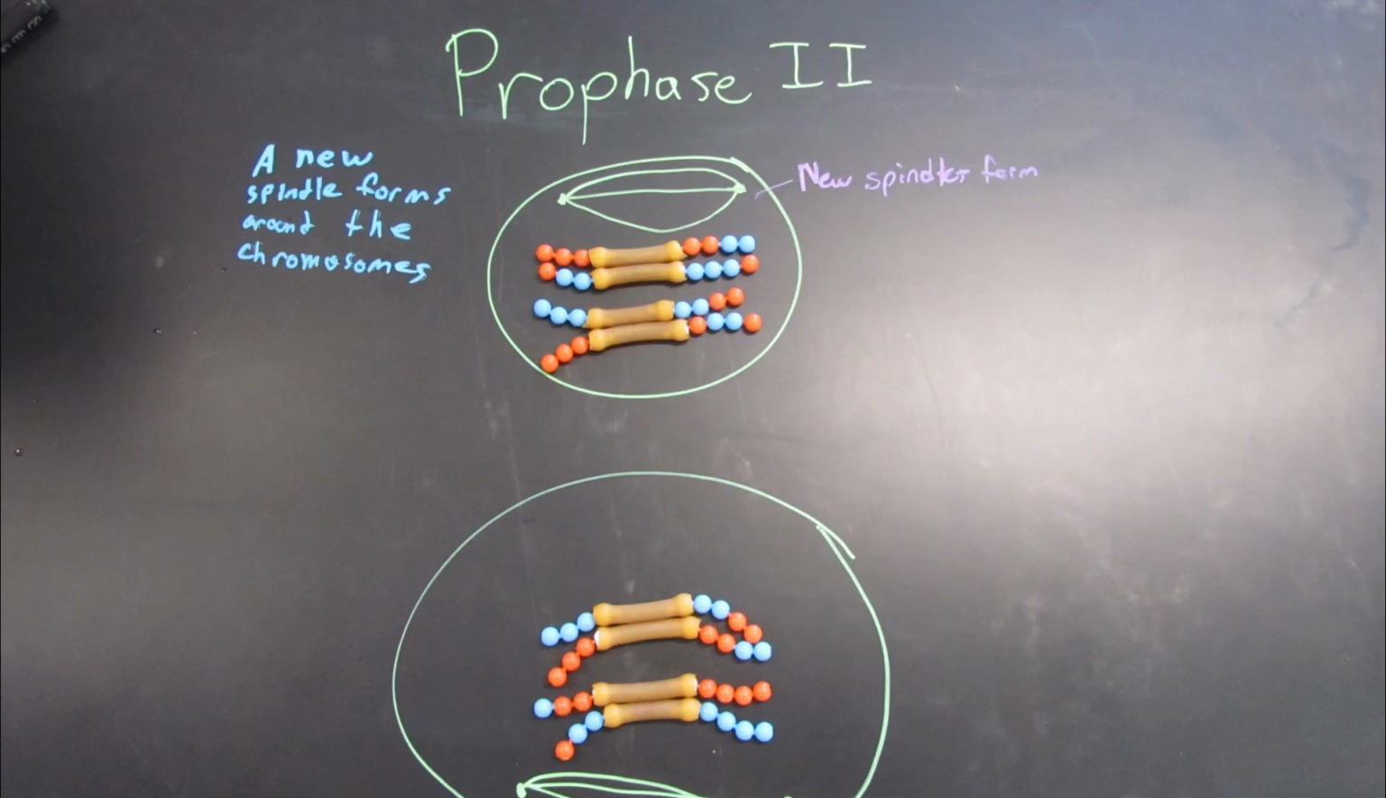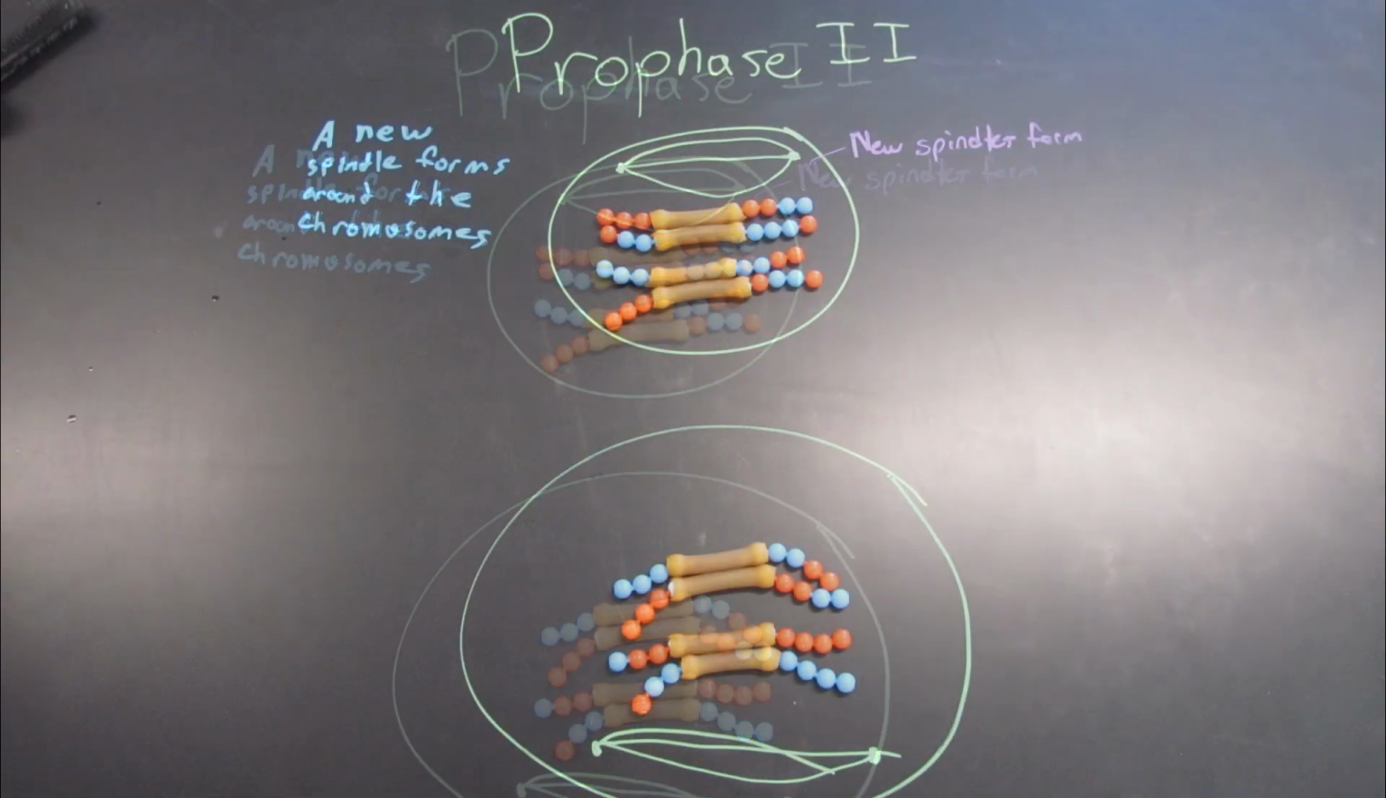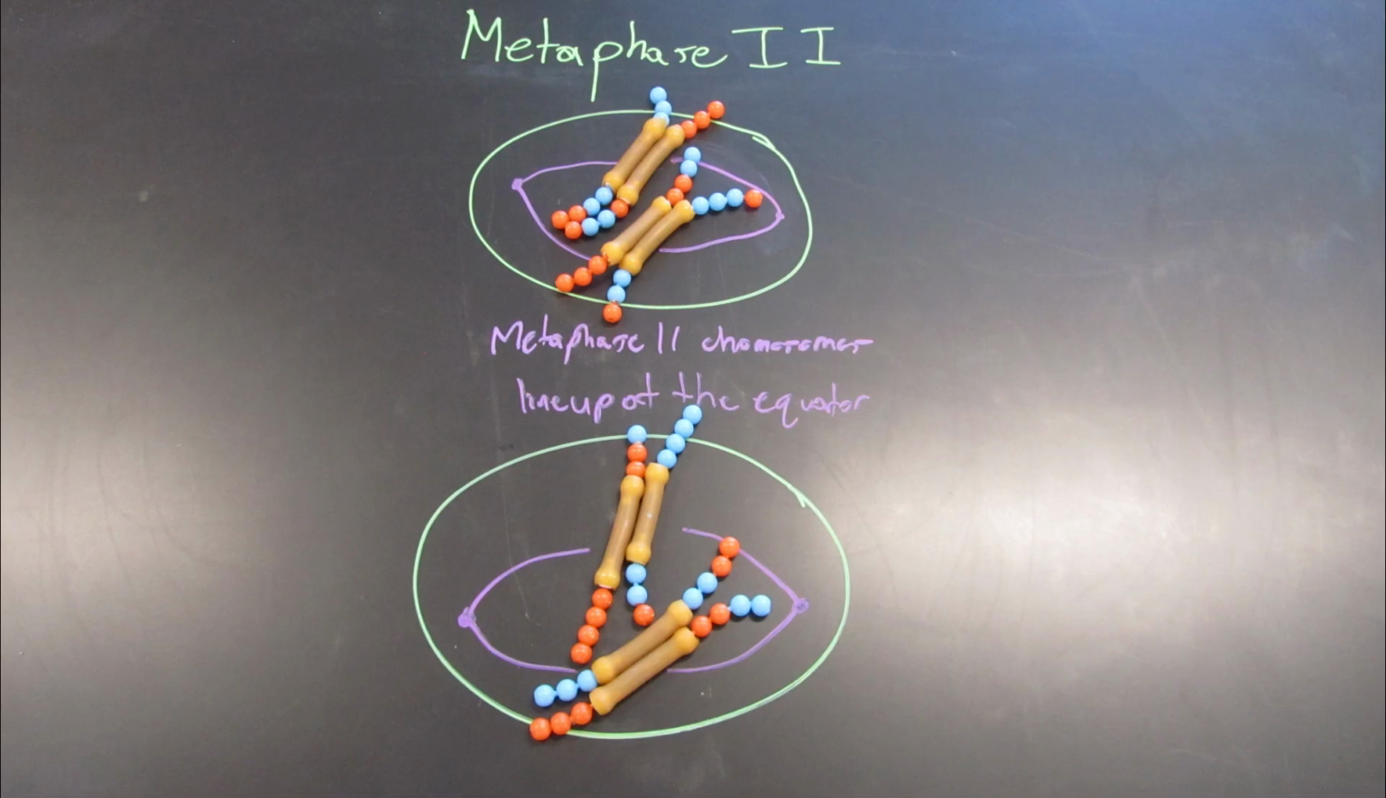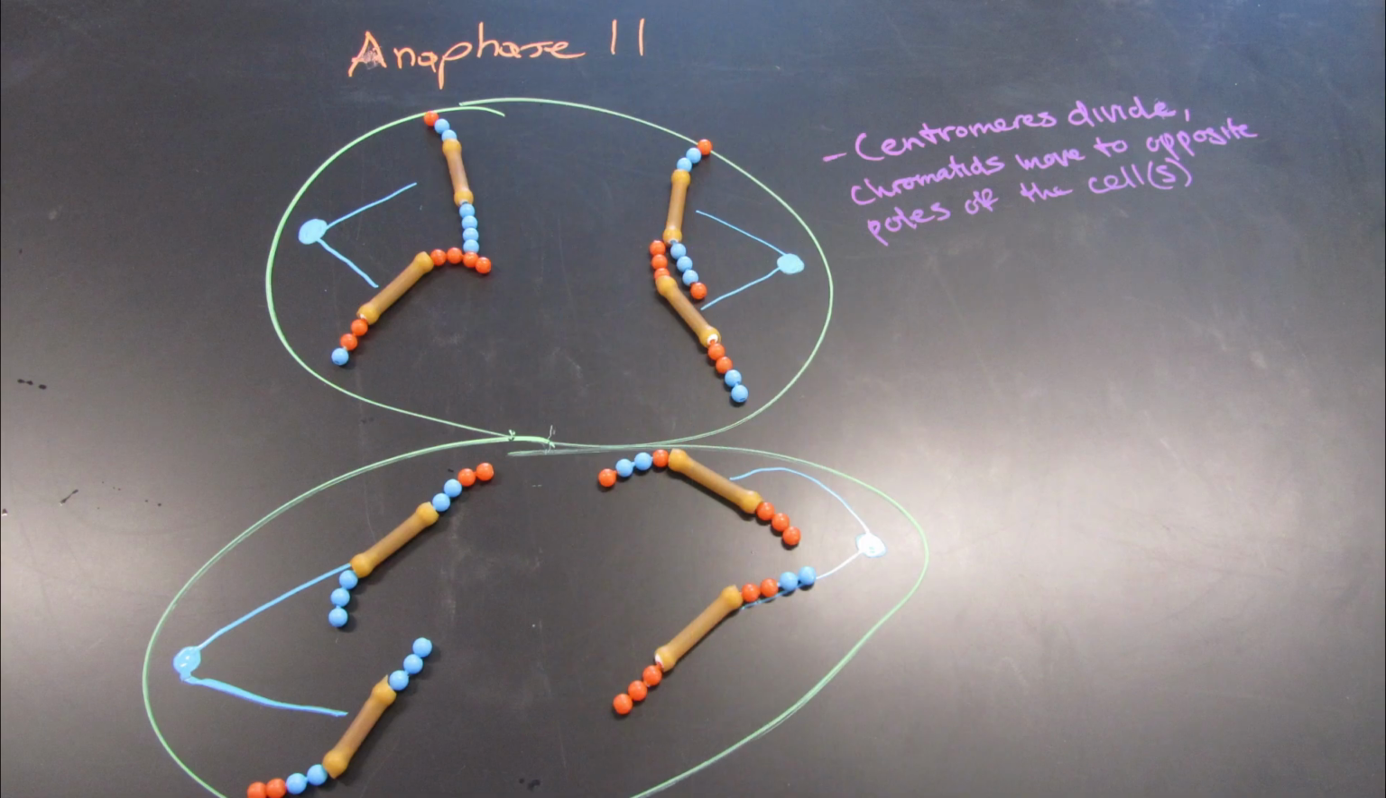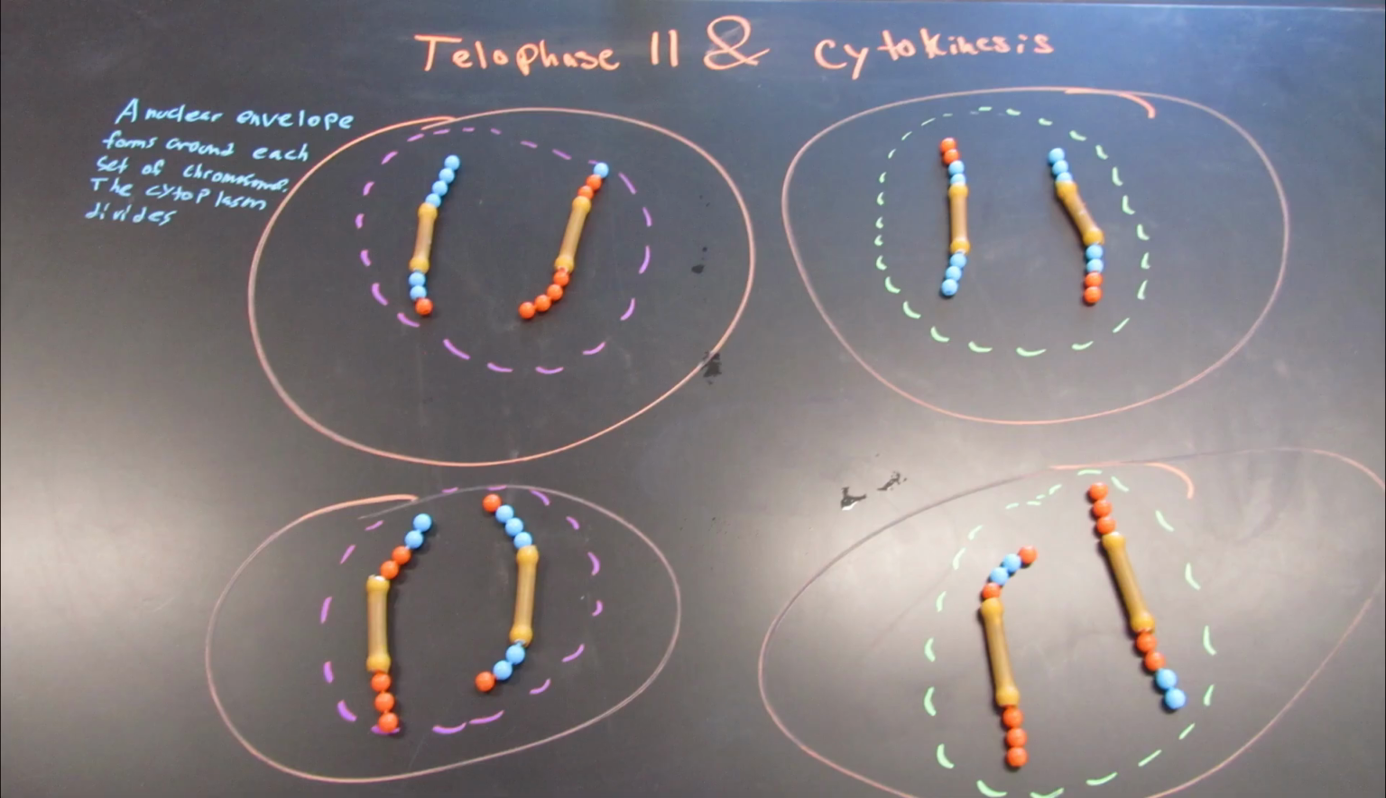In prophase 2, two cells prepare for another division. Metaphase 2 leads to the chromosomes lining up across the center of each cell. Anaphase 2 leads to sister chromatids separating on opposite ends of the cells. Finally, in telophase 2 and cytokinesis, 4 haploid cells are produced, each with a single set of chromosomes.